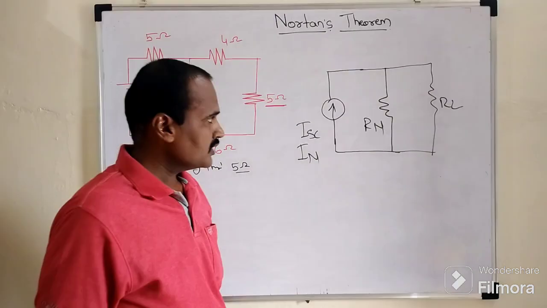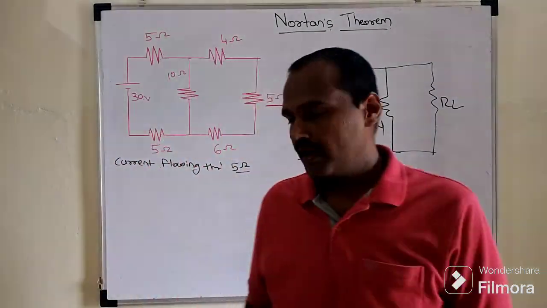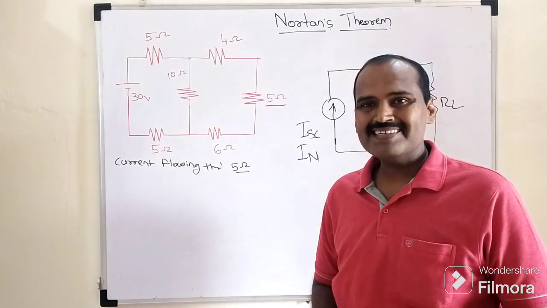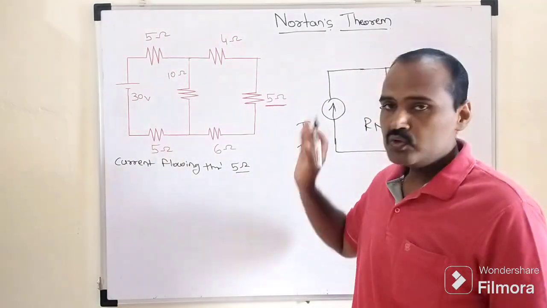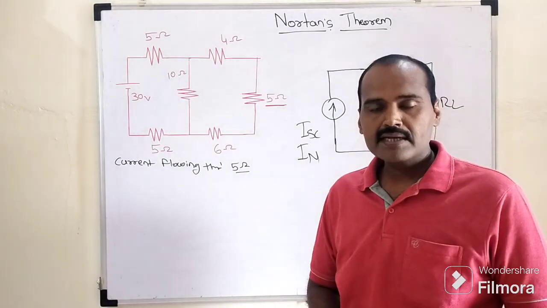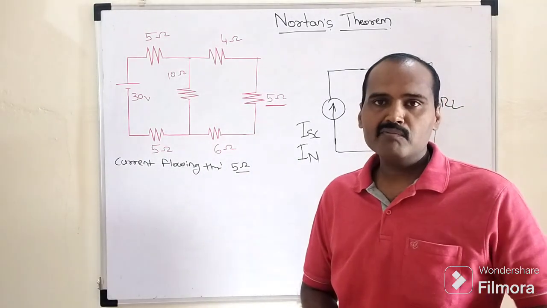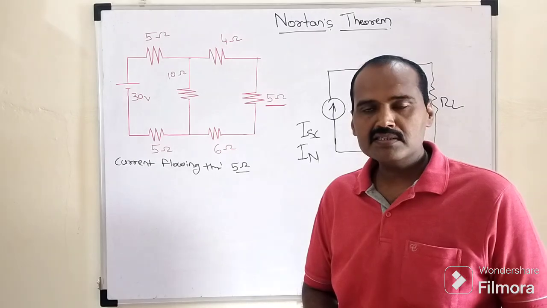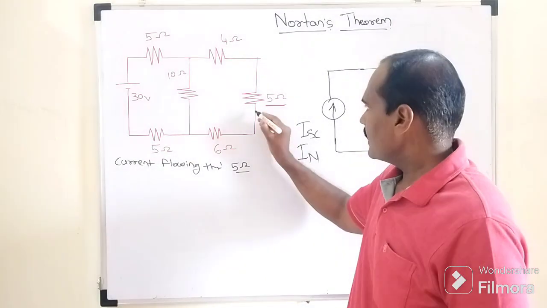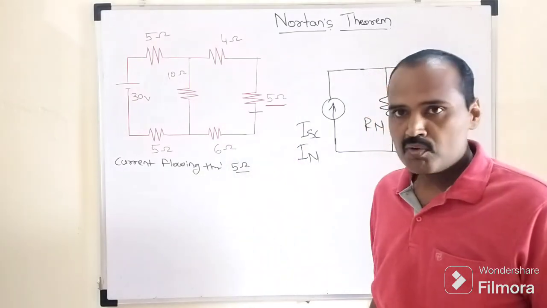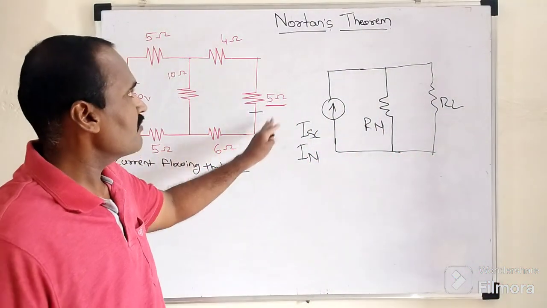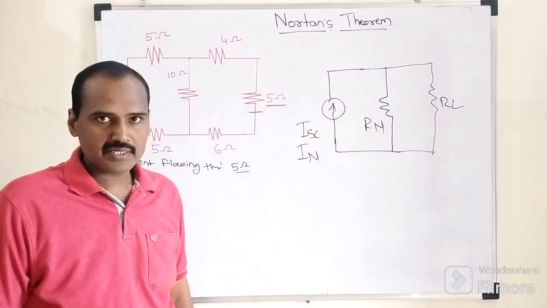Okay friends, welcome back. In this existing network, our objective is to determine the desired current flowing through this 5 ohm resistor. This is how our test circuit looks, which consists of a finite number of energy sources as well as resistive arms. Our target resistor is this 5 ohm resistor, and we are supposed to determine the current flowing through it by using Norton's theorem.